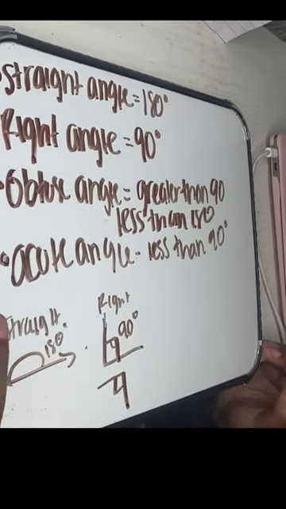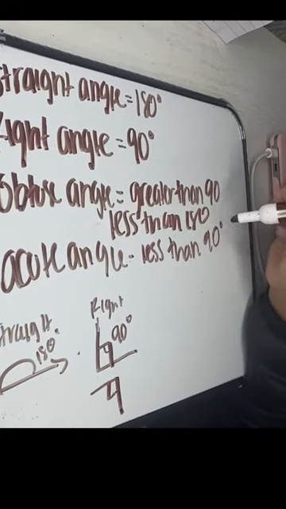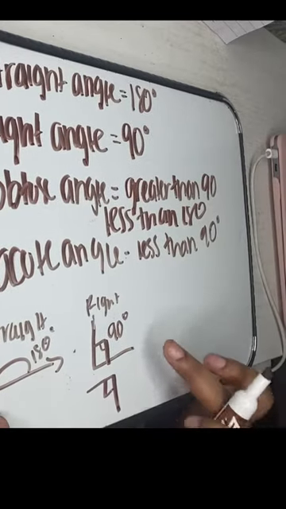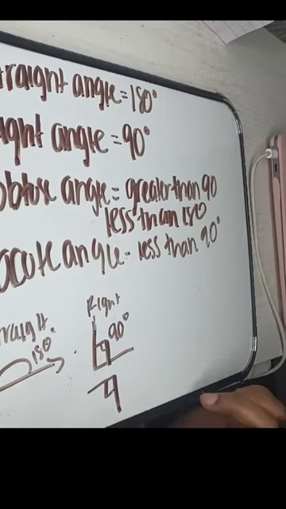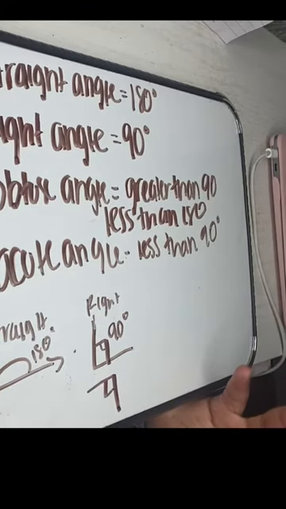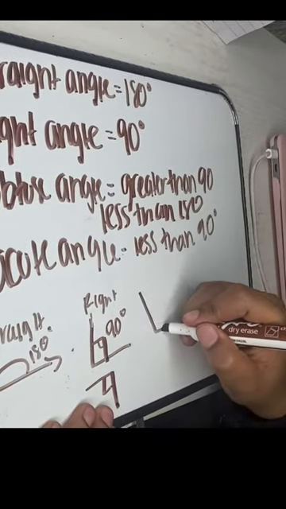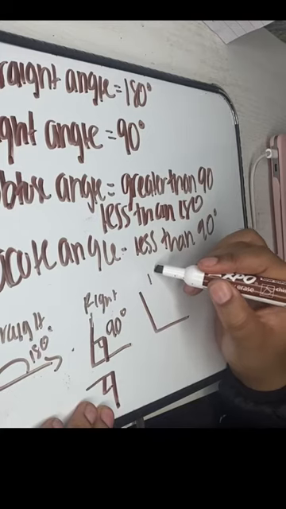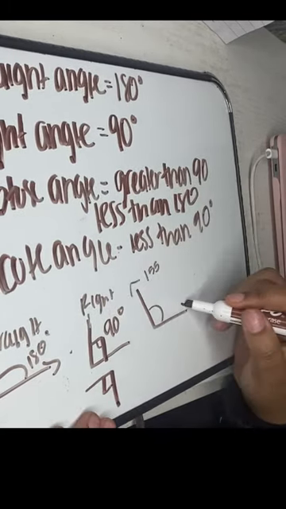And then an obtuse angle is greater than 90 degrees, but less than 180. So it can't be as flat as 180, and it can't be smaller than 90. So it can be 175, anything from 91 to 179 is an obtuse angle. So let's just say this is about 155. That will be an obtuse angle.